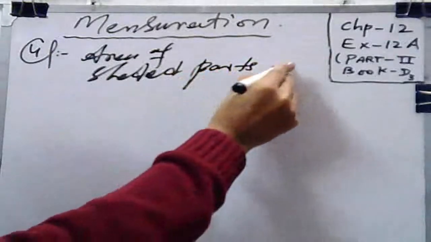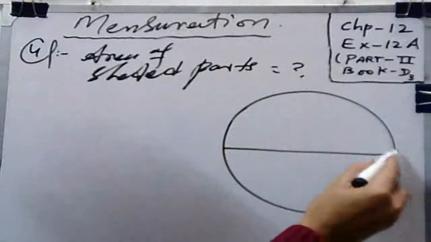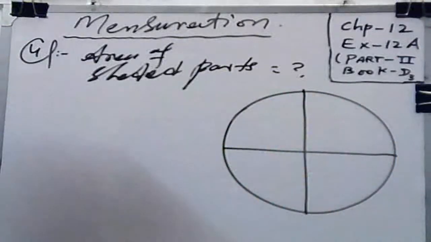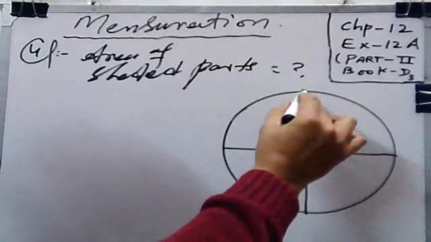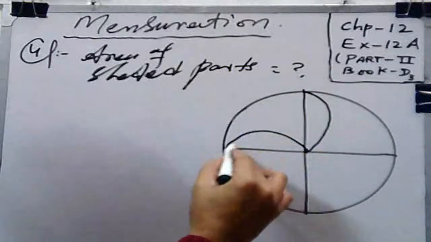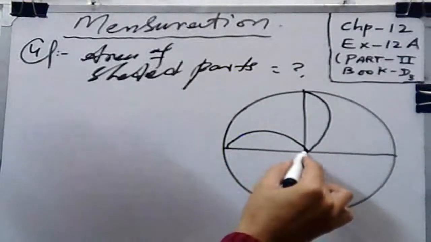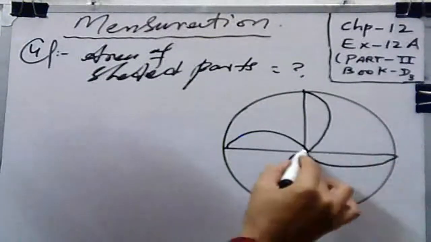Shaded parts we have to find. The given figure is like this. It is your given circle like this. So in your textbook you can see the figure is like this, then the figure is like this, and like this, and like this. So that is your figure.